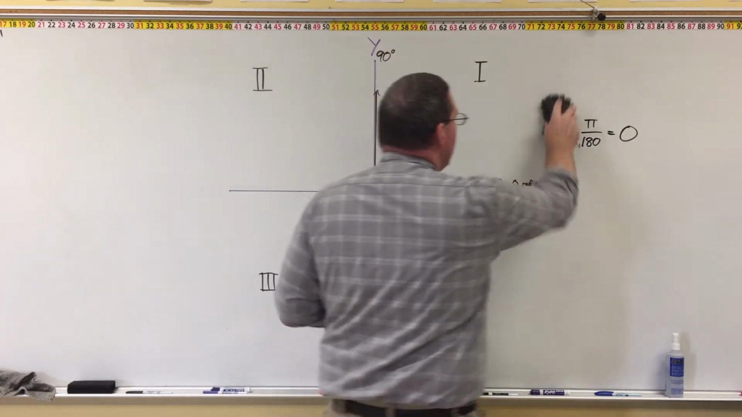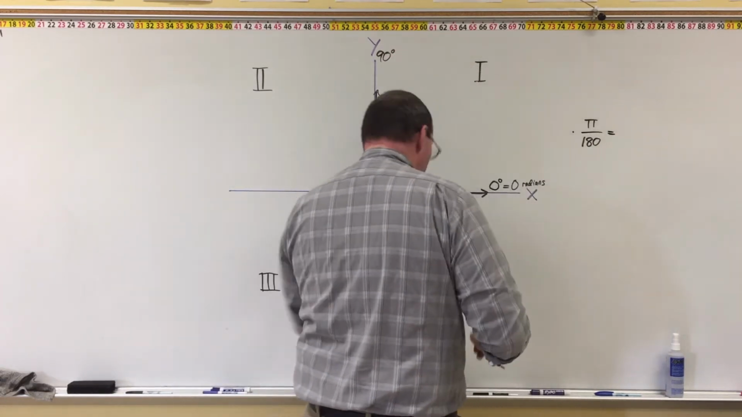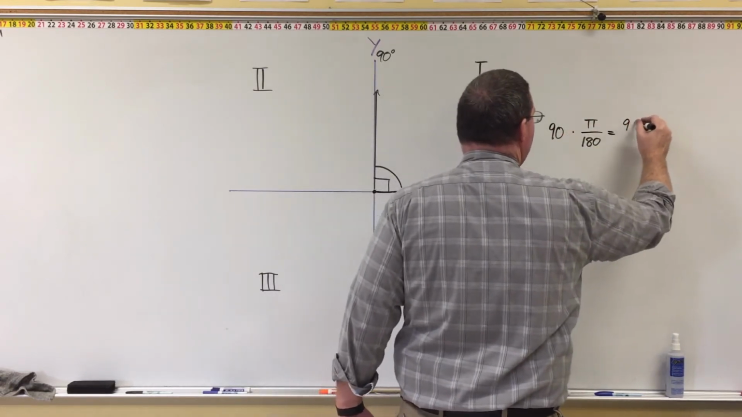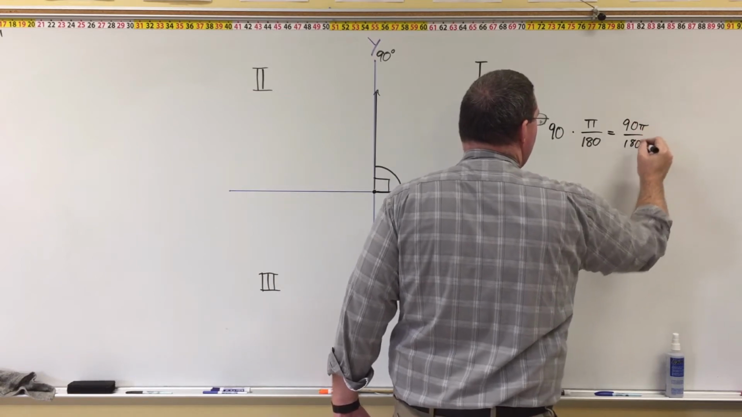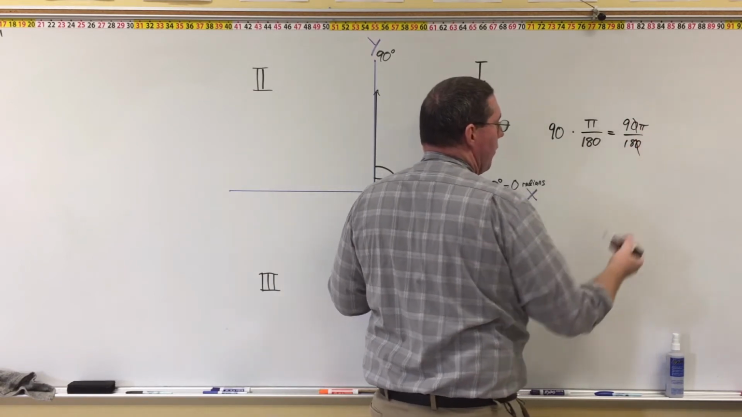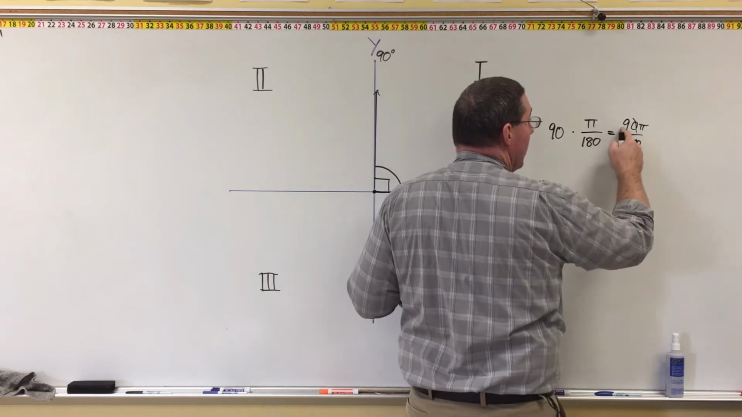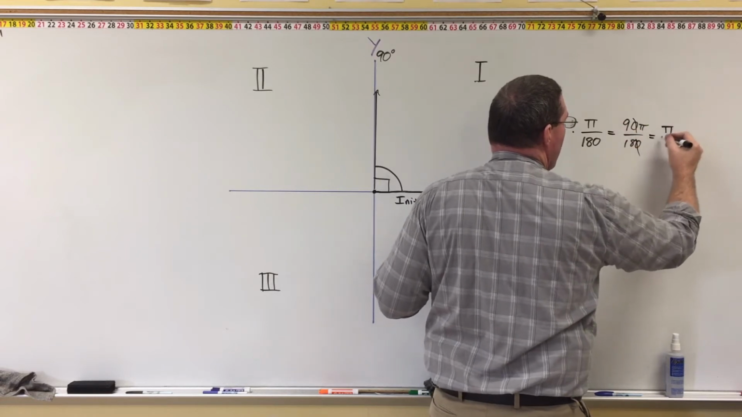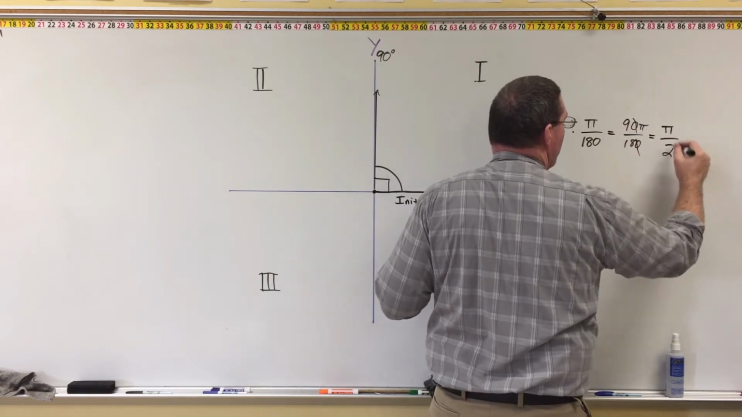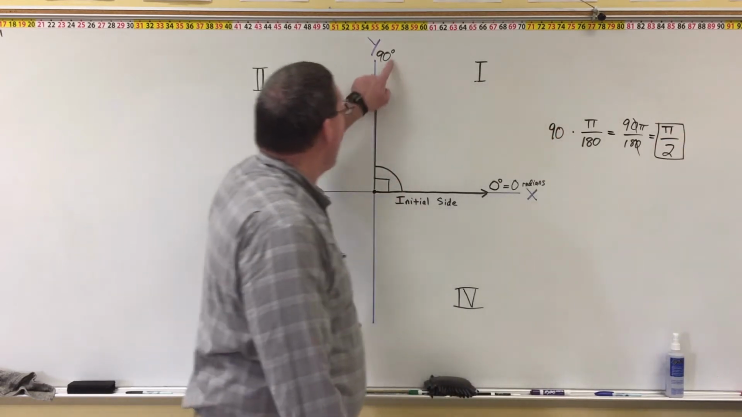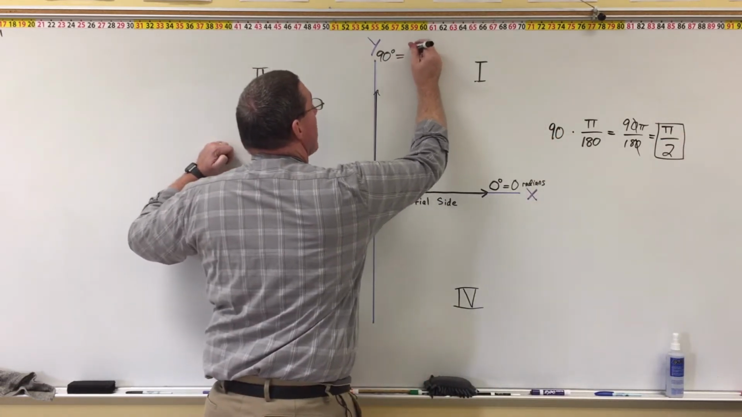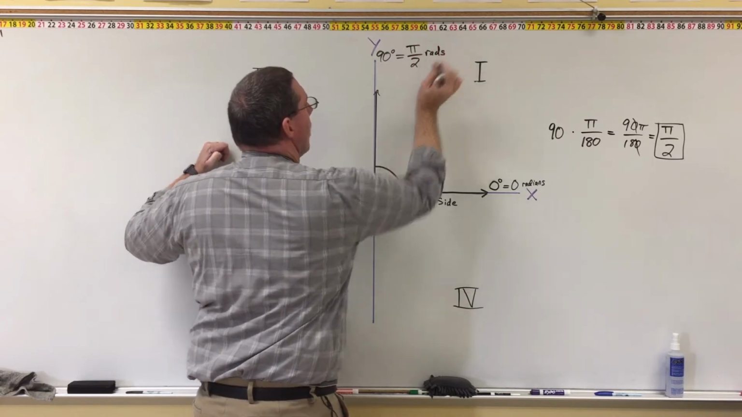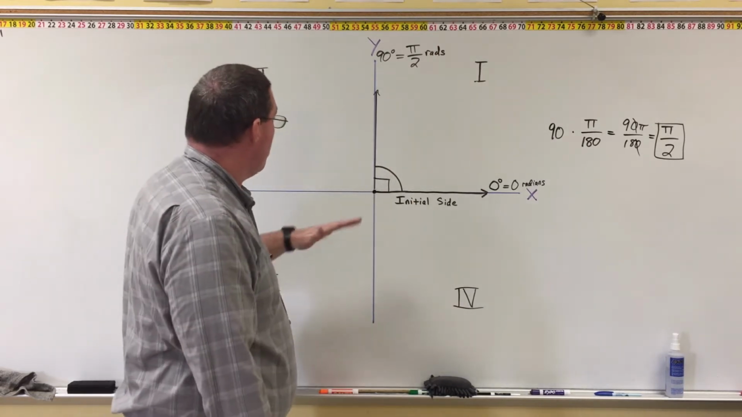And now let's convert 90 degrees into radians. We'll do 90 degrees times pi over 180. Well, that would be 90 pi over 180. And we can cancel out the zeros if we divide by 10. Then we can divide by 9 in the top and 9 in the bottom. And we wind up with 1 pi, or just pi, over 18 divided by 9 is 2. And therefore, a 90 degree angle is the same thing as pi over 2 radians.